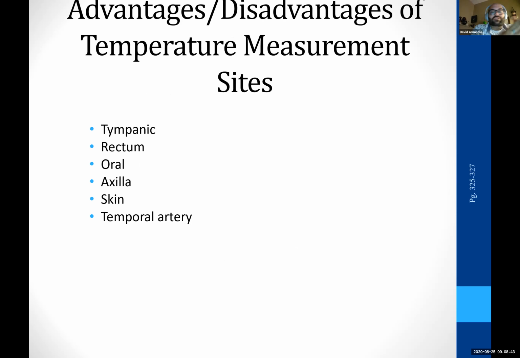All right. I'm going to give you a couple pages because it's not a lot, but there's advantages and disadvantages for temperature measurement sites, and I want you to make sure you know. Pages 425 through 427. There's a single table there that should show you positives and negatives based on this. But just for example, with the axilla, the advantage of that is it's easy to access, but it's inaccurate. It can be up to 2 degrees different. With the temporal artery, it's easy with a low chance of error and very accurate, but it's expensive to get that equipment. Again, those pages were 425 to 427.